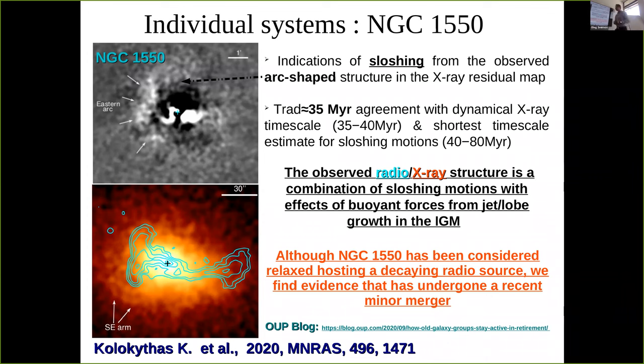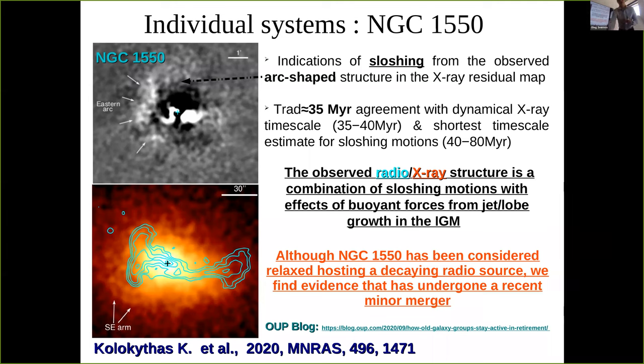As you can see in the bottom picture, the radio emission at 610 megahertz shows a kink below the core of the jet, and the jet is also asymmetric, where the eastern lobe is suppressed and not able to expand further. So although this system was considered earlier as relaxed, hosting a decaying radio source, we find evidence that it has undergone a recent minor merger.